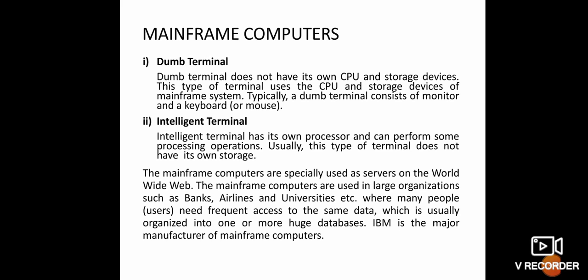It is used as servers on the World Wide Web, and it is used in large organizations such as banks, airlines, and universities. Only in these places the people will be frequently accessing the same data, which is usually organized into one or more huge databases. IBM is a major manufacturer of mainframe computers. For example, if there is a university, they will be declaring the result and all, where a lot of people will be accessing the same database at the same time. For all that, they use mainframe computers.